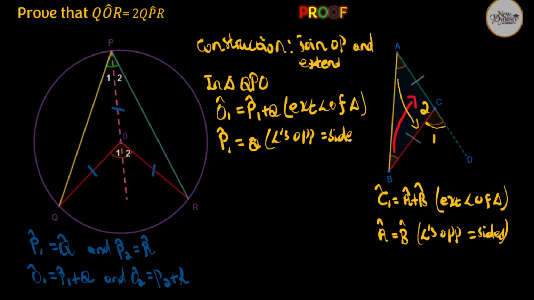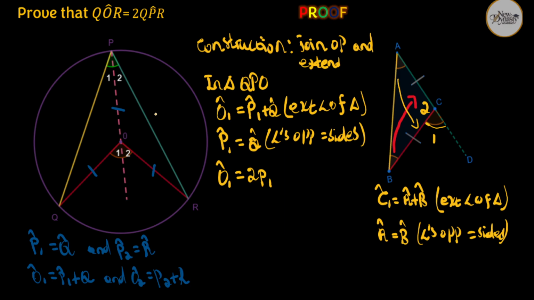You can see that I'm repeating what I've just done there, so it becomes easy for you to see what I'm doing now. Because P1 is equal to Q, instead of this Q on the previous statement, we can just write it as P1. So you're going to have P1 plus P1. We can conclude that angle O1 is equal to P1 plus P1. And what is P1 plus P1? That is 2P1, by just substituting P1 in place of Q. So we did this in triangle QPO.